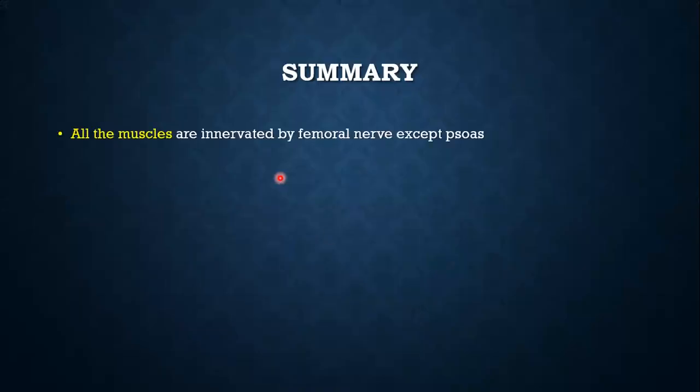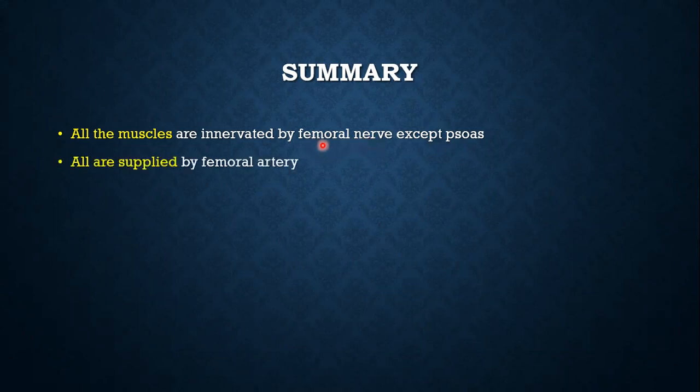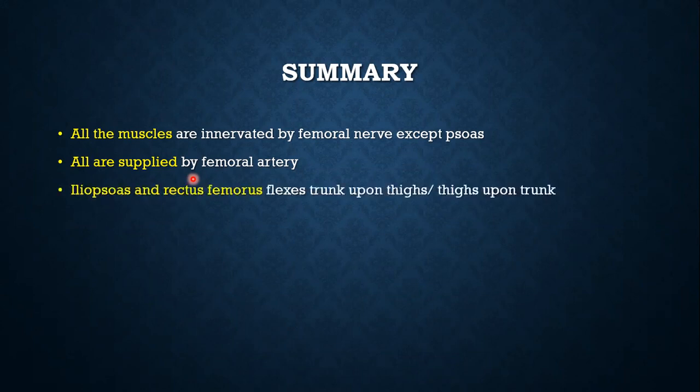In short, all the muscles of the anterior compartment of the thigh are innervated by the femoral nerve, except the psoas major muscle. The psoas major muscle is innervated by direct branches from the lumbar plexus. All the rest of the muscles are innervated by the femoral nerve, and all these muscles are supplied by the femoral artery. So we can say that the artery of the anterior compartment of the thigh is the femoral artery, while the nerve of the anterior compartment of the thigh is the femoral nerve.